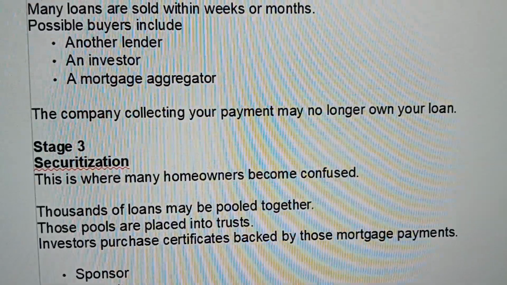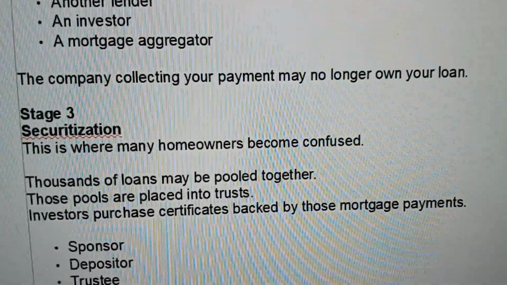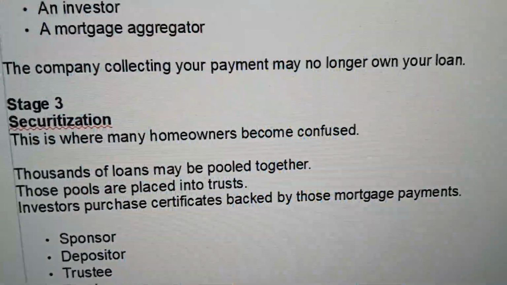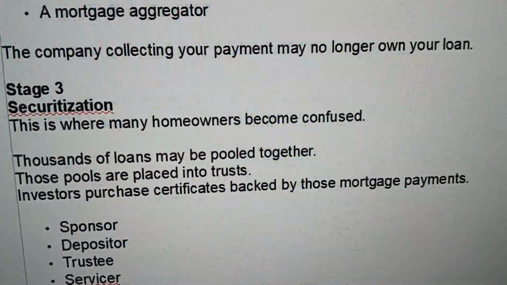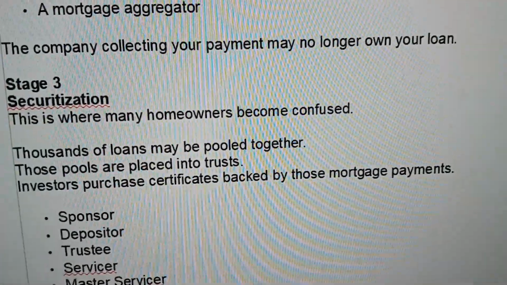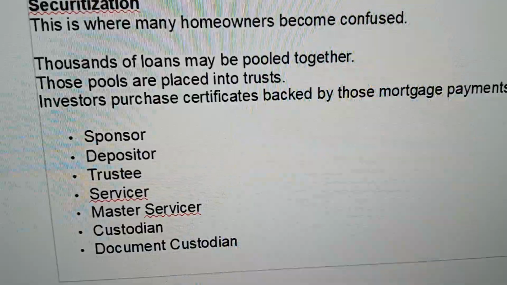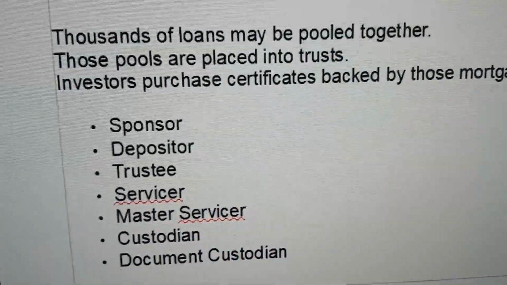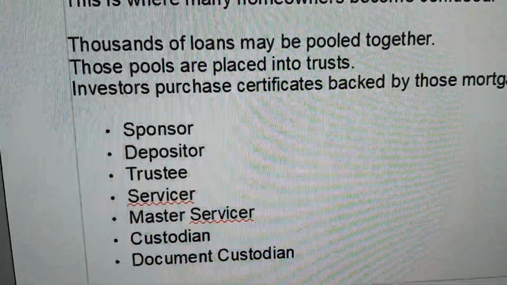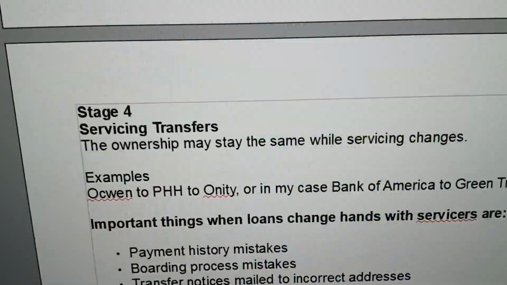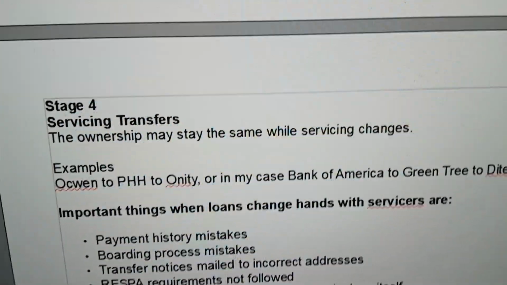Stage 3 is securitization. This is where many homeowners become confused. Thousands of loans may be pooled together. Those pools are placed into trusts. Investors purchase certificates backed by those mortgage payments. Then you have parties such as a sponsor, a depositor, a trustee, a servicer, a master servicer, a custodian, and a document custodian.